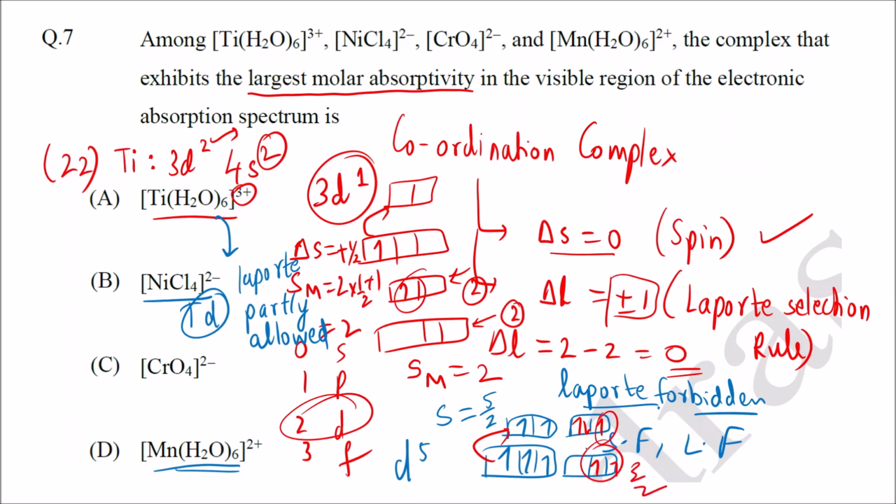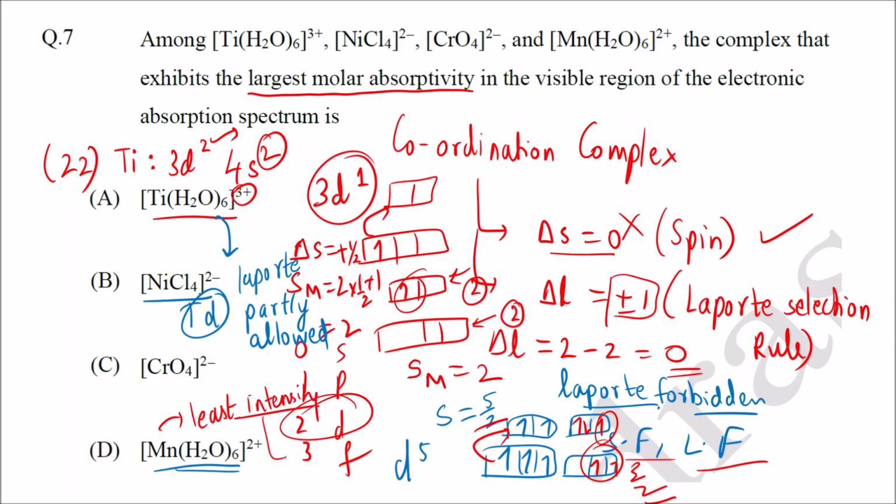3 by 2. So spin is changed from 5 by 2 to 3 by 2. So this rule is also not followed. So Laporte forbidden, spin forbidden. So this will have the least intensity. Always remember, this will have the least intensity.